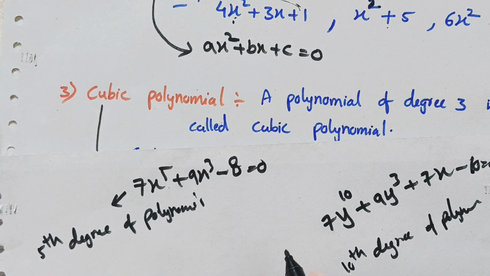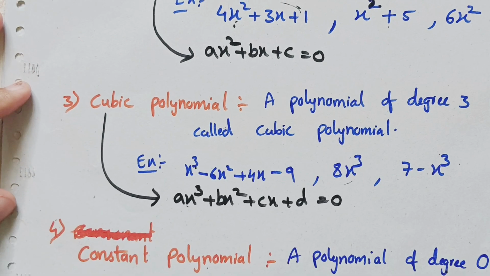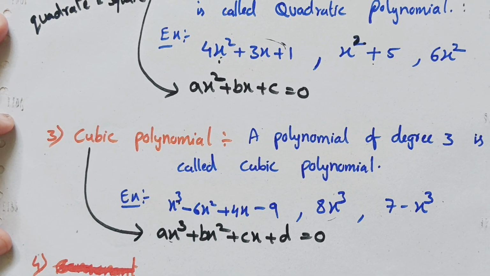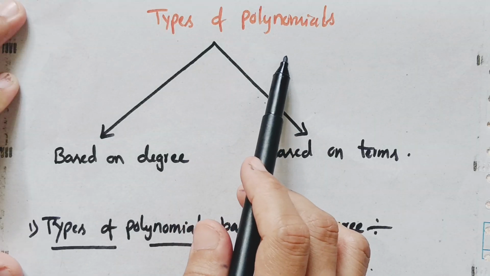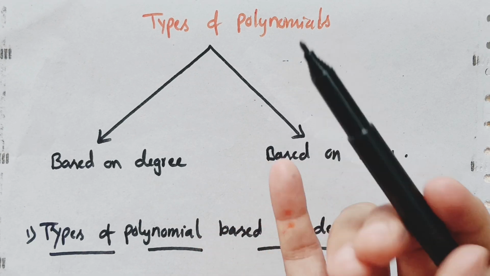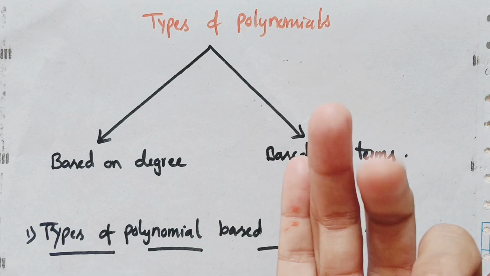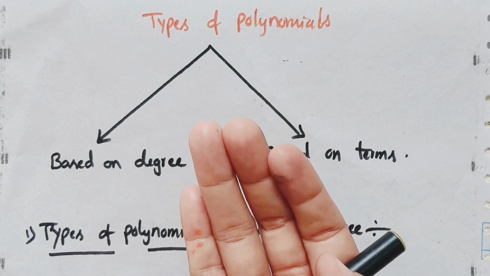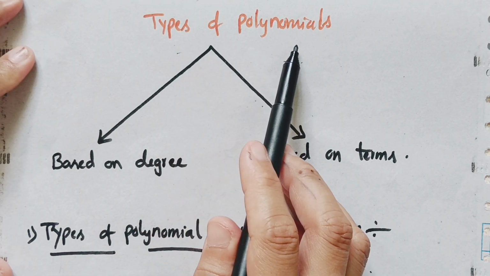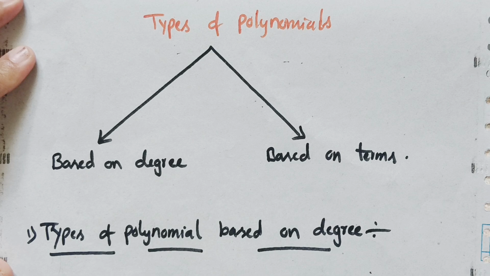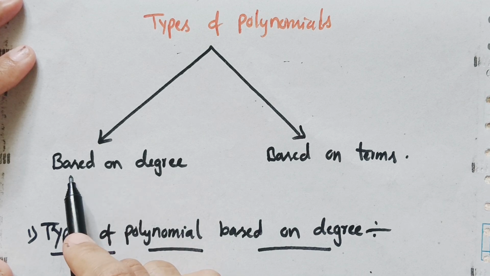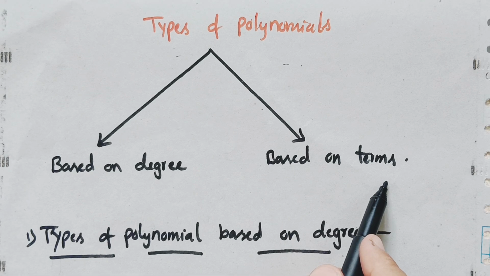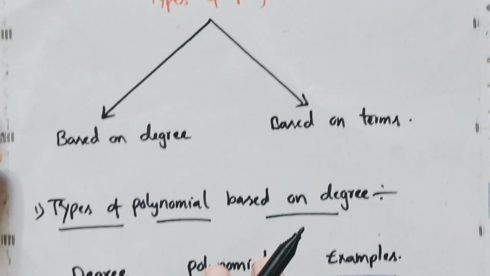So okay guys, now it's clear. Now we'll see types of polynomials based on terms. You may not know, I will explain, just see. Now we have seen the types of polynomials, which are linear polynomial, quadratic polynomial, cubic polynomial, constant polynomial, like that. But let me tell you that types of polynomials are divided into two parts. The first one is based on degree, the second one is based on terms. Let's see each one by one.